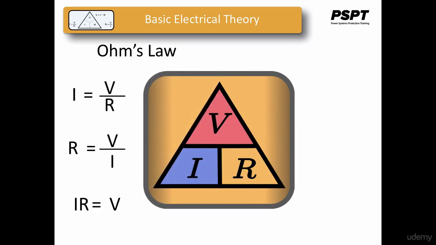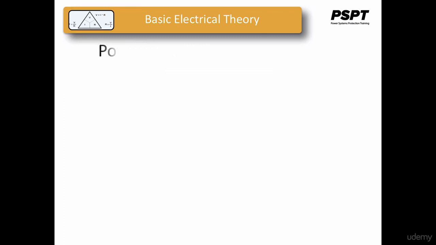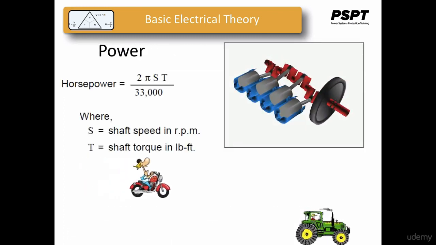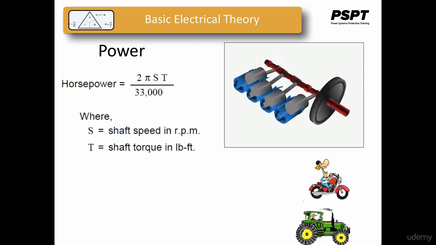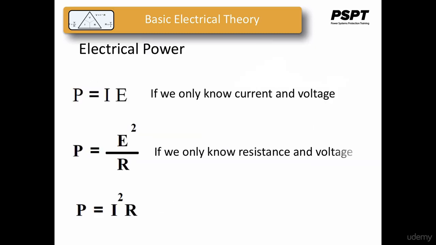From here, we move on to probably the most fundamental equation and law in electrical circuits today, Ohm's law in its various forms. We also move on to a discussion of power by first defining what mechanical power is, because that seems to be something that is easier to understand. And then we move on very quickly to what is electrical power and what are the formulas for electrical power using voltage, current, and resistance.